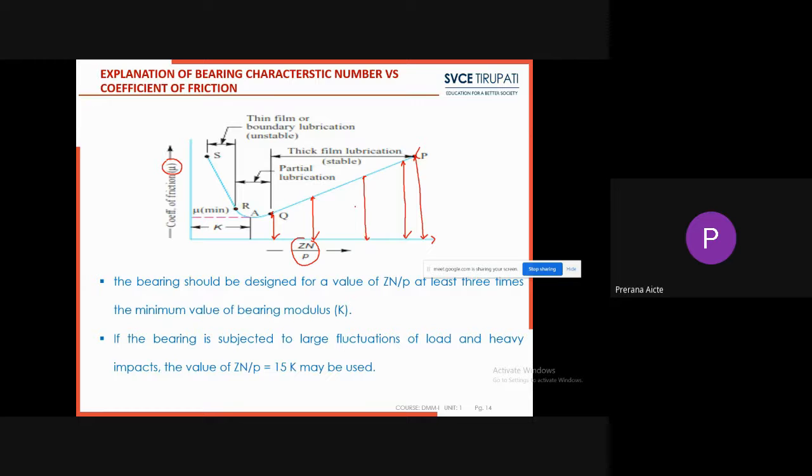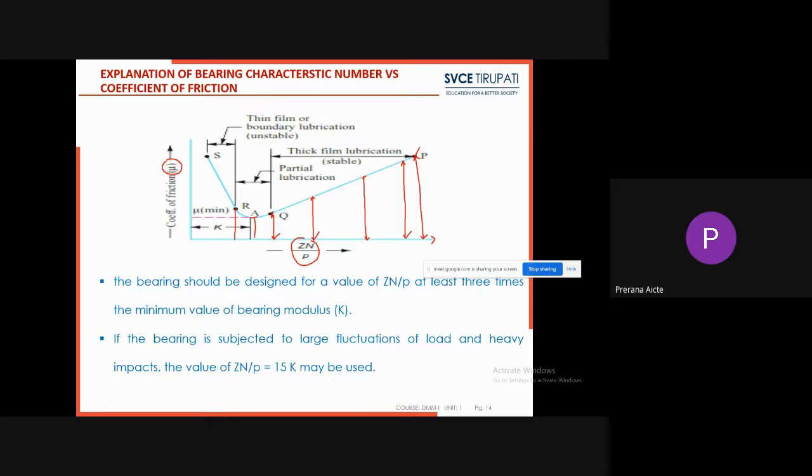Whenever you have a smaller gap, what happens? The thick film lubrication converts into partial lubrication. See here, from point Q to point R, only a very small gap remains. If you have a smaller gap, what happens?